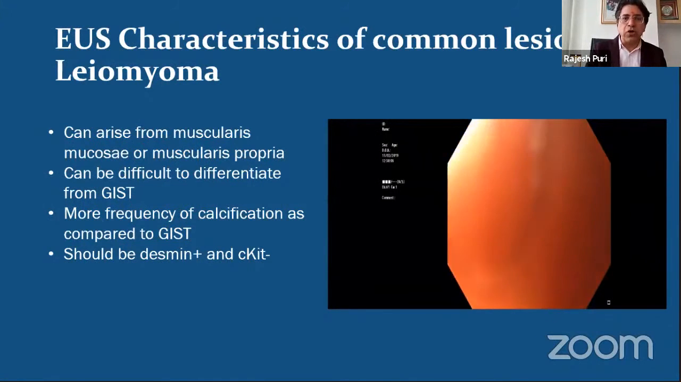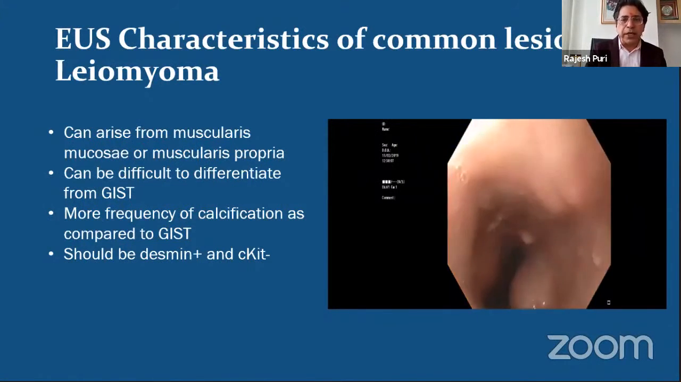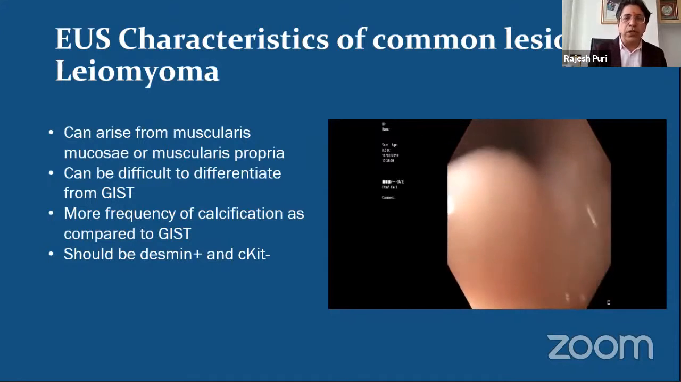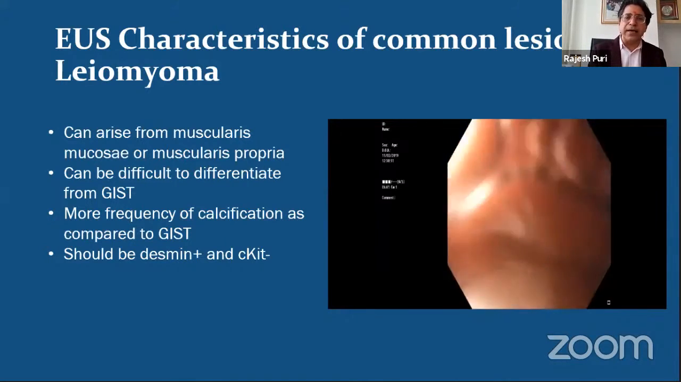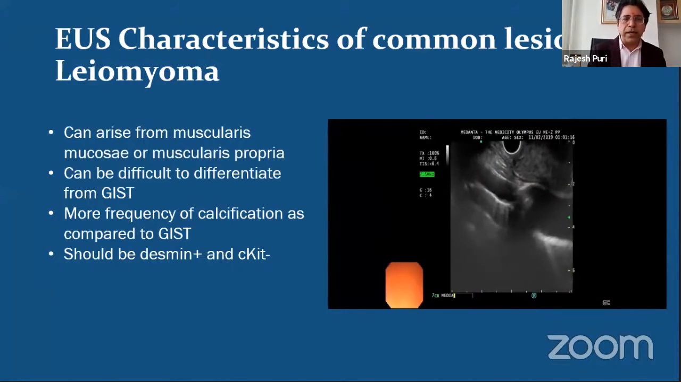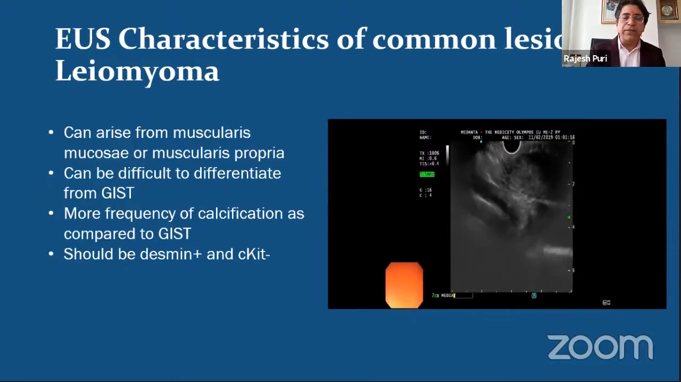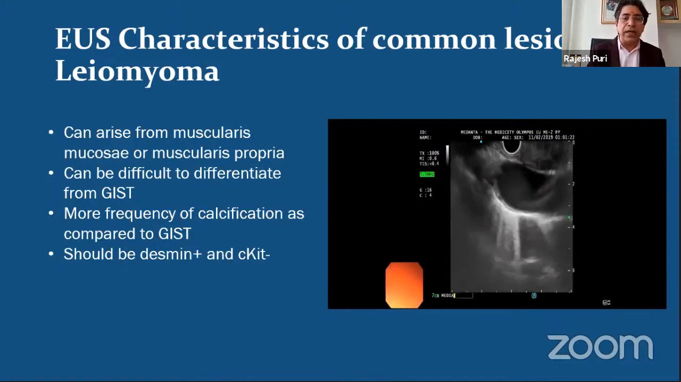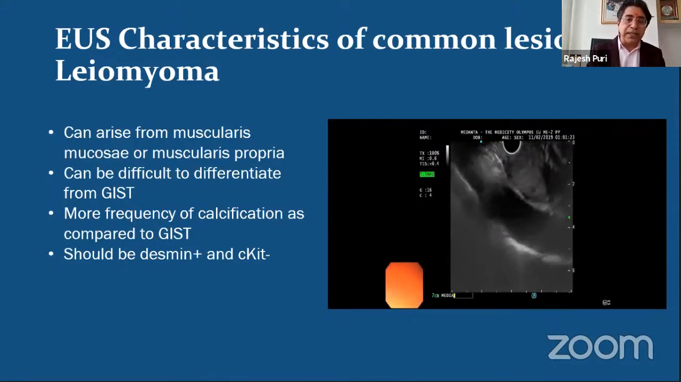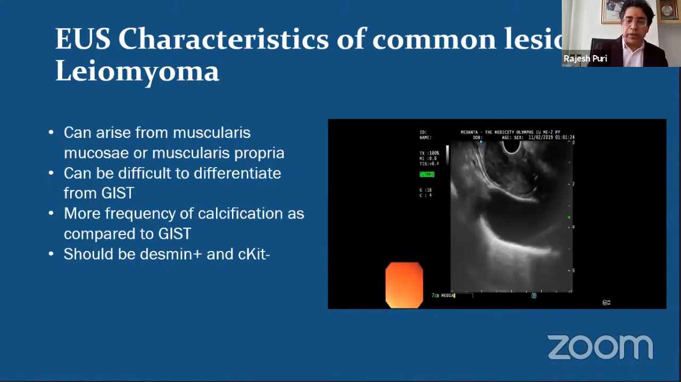When we talk about the leiomyoma, they commonly occur in the esophagus. You see a submucosal bulge in the esophagus. They arise from the muscularis mucosae, that is the second layer, or from the fourth layer. Sometimes it is difficult to differentiate these lesions from the GIST if they originate from the stomach, and sometimes they may come with calcification. When you take the biopsy, they are c-KIT negative and desmin positive.